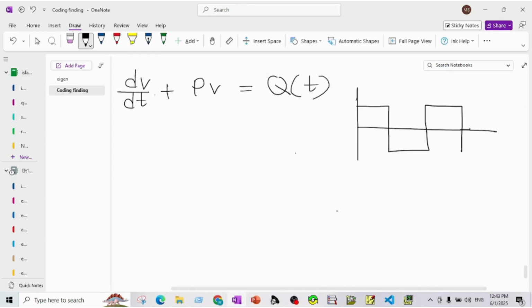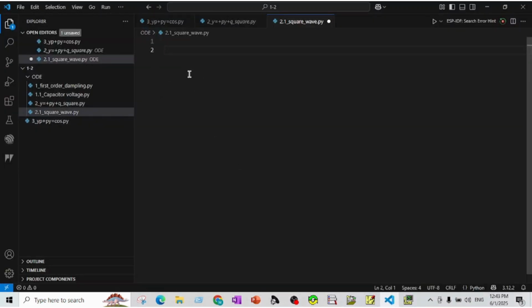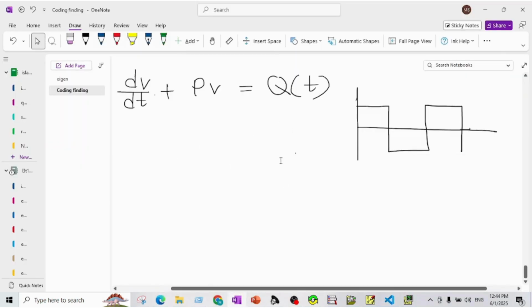Assalamu alaikum. So in this video we will solve this ordinary differential equation where Q is a square wave. We will solve this equation and find V with the help of a Python code. That means you don't need to learn any differential equation theory, you just need to know how to write a Python code. That's it. So let's start how to solve this equation.